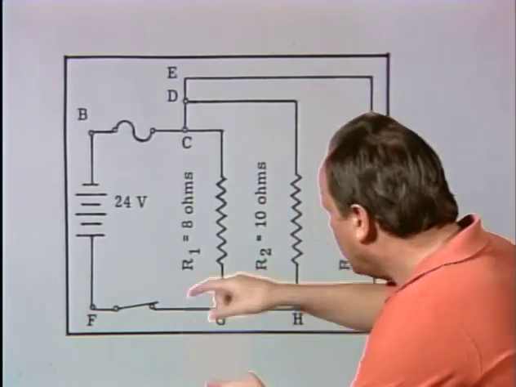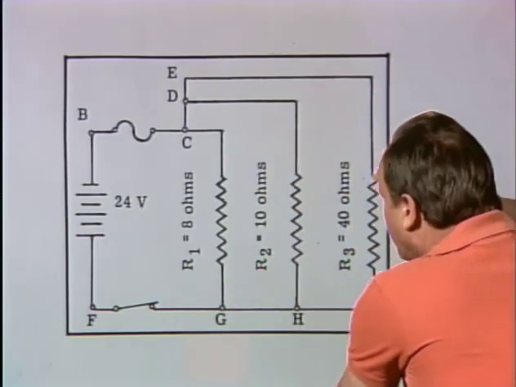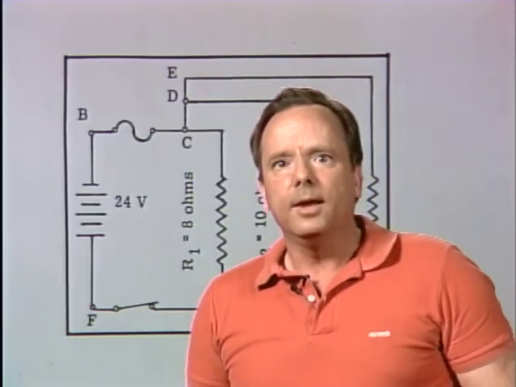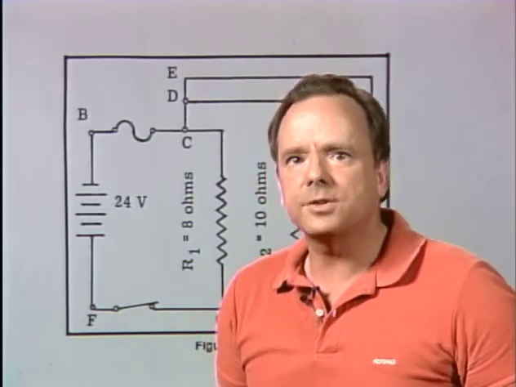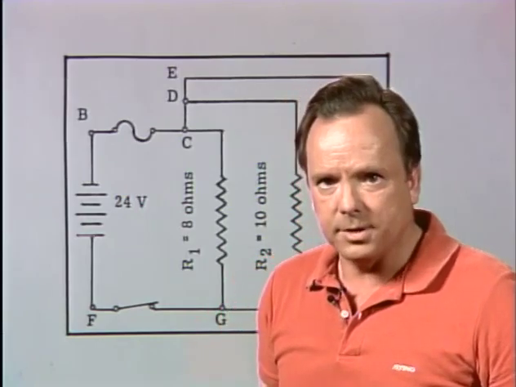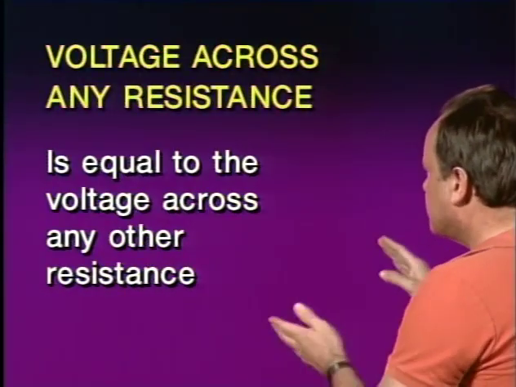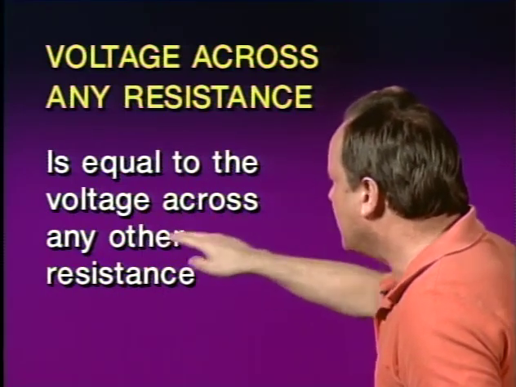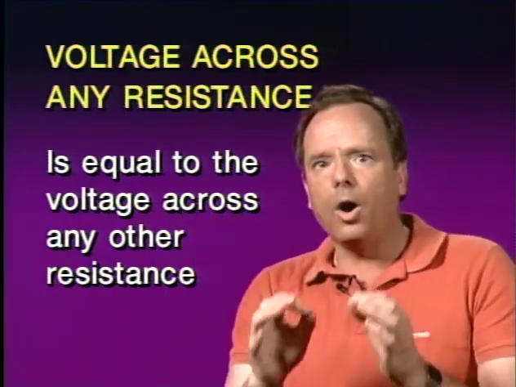is that the voltage drop across any resistance in a parallel circuit, and in that group, is equal to the voltage drop across any other resistance. In other words, in a parallel circuit, the voltage across any resistance is equal to the voltage across any other resistance. All of the voltage drops across resistors in a parallel circuit are equal to each other. Now, let's take a look at another question.